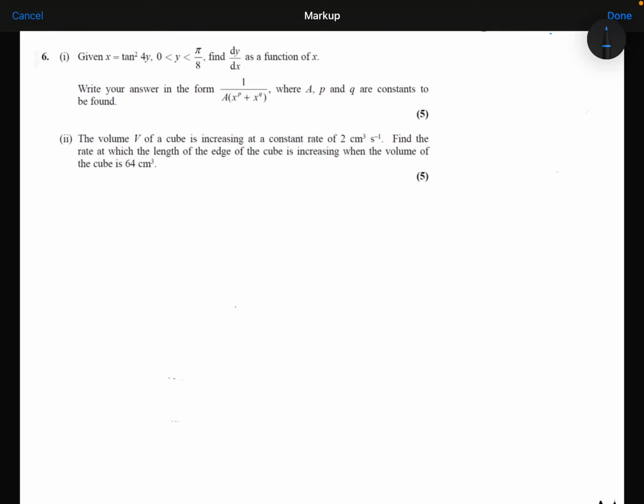Given that x equals tan squared 4y, where y is between 0 and pi over 8, find dy by dx as a function of x. And we need to leave our answer in that form. So let's start. In order to differentiate this, I'm actually going to rewrite this a little bit.